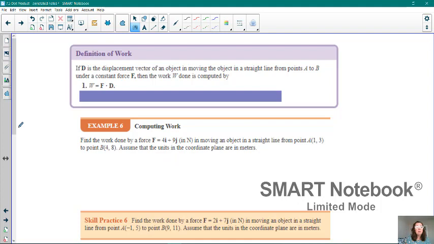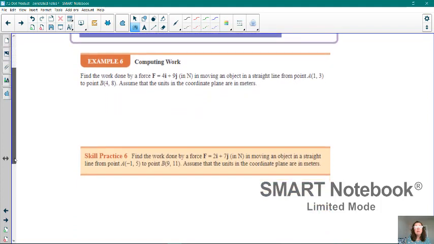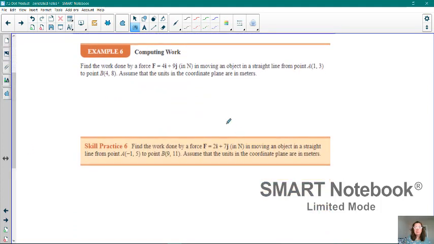Okay, so let's look at a few examples. Computing work, this is example 6 from your textbook. Find the work done by a force of 4i plus 9j newtons, so force is often in newtons, in moving an object in a straight line from point A, which is at (1, 3), to point B, which is at (4, 8). Assume that the units in the coordinate plane are in meters. Okay, so we've got clearly a force vector, and we've got it in ij form.